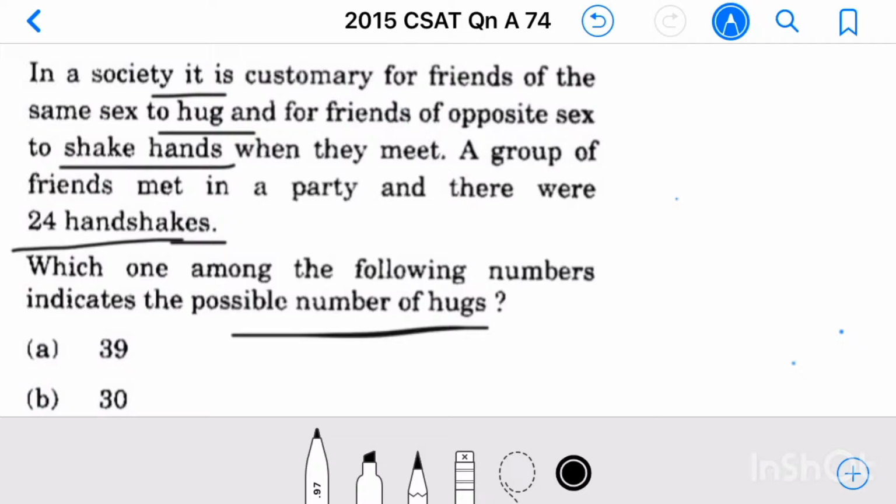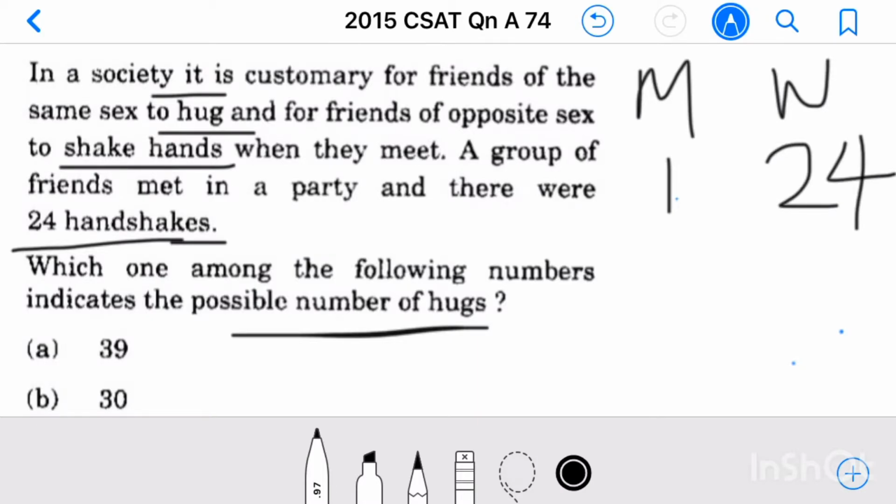So to find that, first we have to find how many opposite sex people are required to have 24 handshakes. Based on that data, we will find the possible number of hugs. If there are m number of men and w number of women, then if number of men equal to 1 and women equal to 24, then this man can do handshake with all these women. Then 24 handshakes will be there.